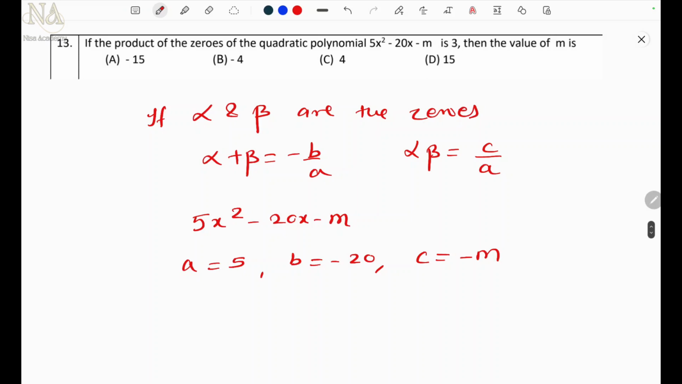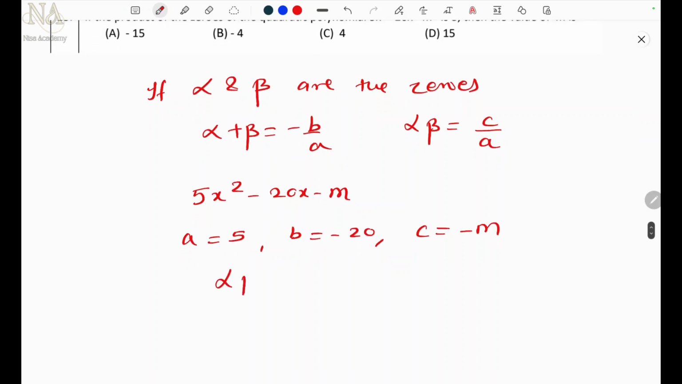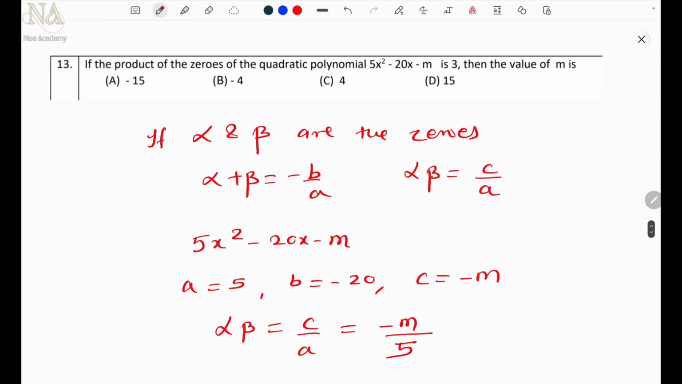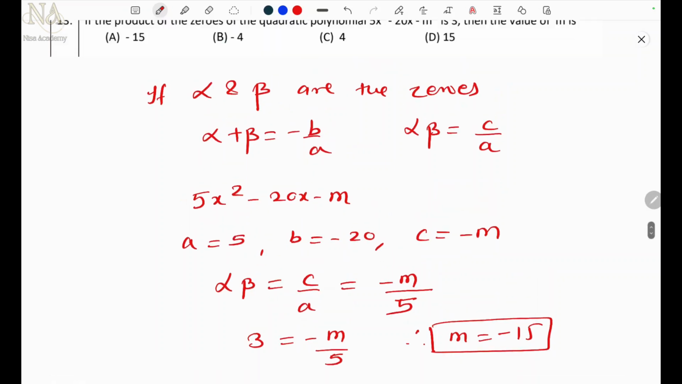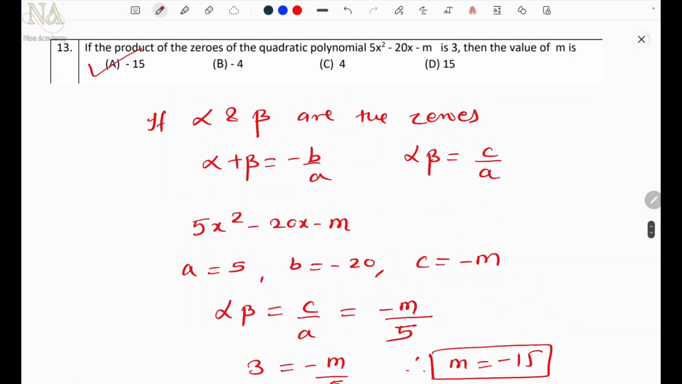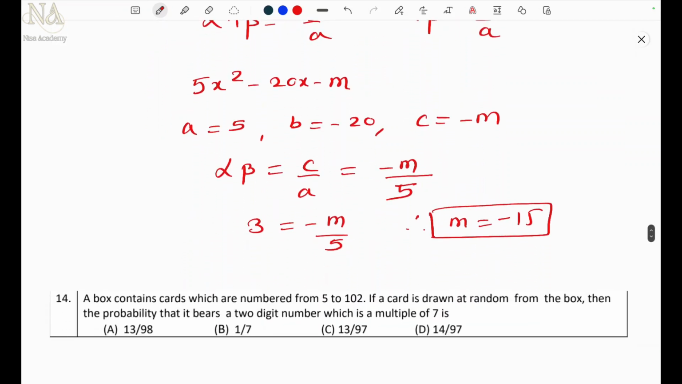So, we are given that product of the zeros, okay. So, alpha into beta is c upon a, which is minus m upon 5. And what is alpha into beta given to us? Yes, 3 is equal to minus m upon 5. Therefore, m is equal to 3 fives and minus sign. So, m is equal to minus 15. So let's see. Yes, option number A. Okay, so the answer is minus 15. Understood? Product of the zeros. Next problem.